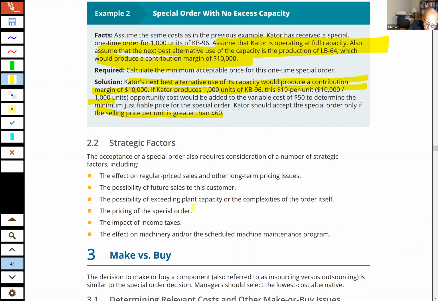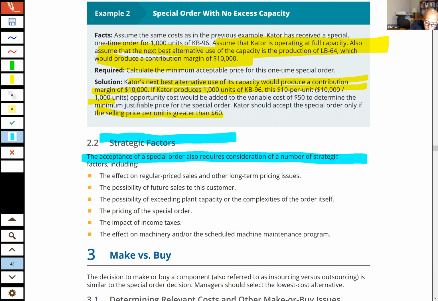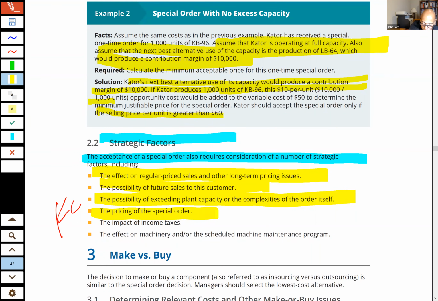Okay. All right. Good. Strategic factors. Okay. And let's go ahead and flashcard this. You start giving special order prices, and now everybody wants special order prices. Okay. That could be a problem. The benefit would be possibly getting a new customer. The pricing of the special order, the impact of income taxes, and the effect on machinery maintenance programs. So just flashcard that.